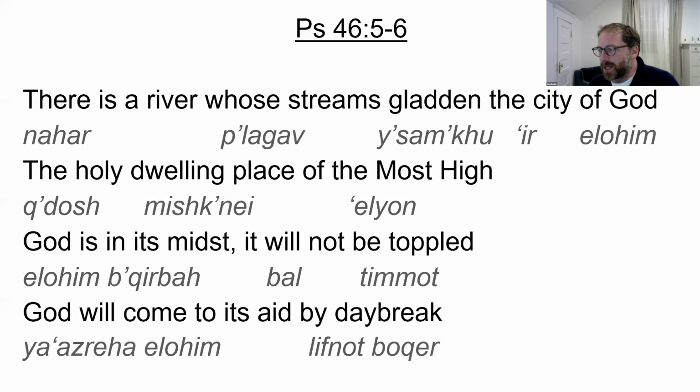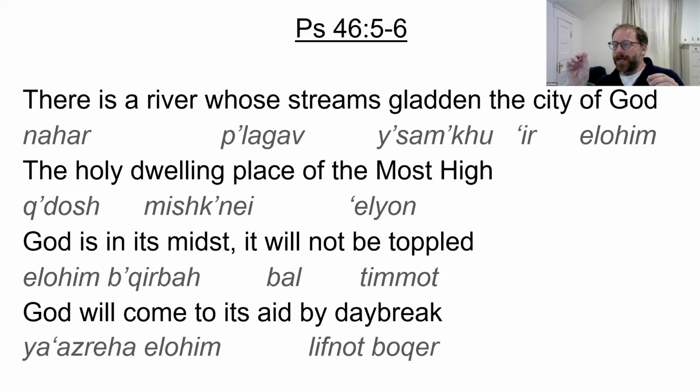But then I'm not sure, right? Because suddenly we get this somewhat strange line. There is a river, I guess, whose streams gladden the city of God. Okay, it's about Jerusalem, the holy dwelling place of the Most High. Definitely Jerusalem, definitely the temple. God is in its midst. Remember, they understand God to actually physically dwell in the temple. It will not be toppled.